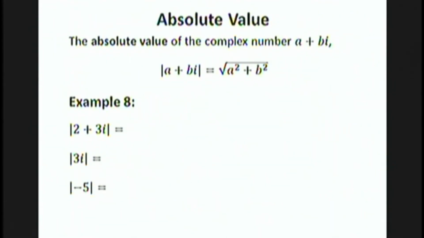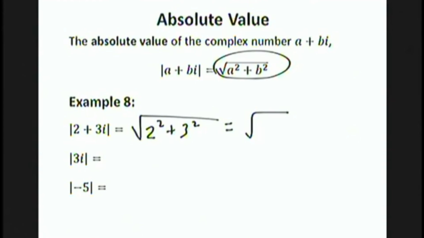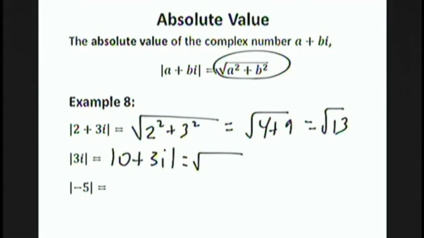The absolute value of the complex number a plus bi is the square root of a squared plus b squared. So for example, the absolute value of 2 plus 3i is the square root of 2 squared plus 3 squared, which is the square root of 4 plus 9, or the square root of 13. The absolute value of 3i, well, 3i could be written as 0 plus 3i, so we get the square root of 0 squared plus 3 squared, which is the square root of 9, which is 3.